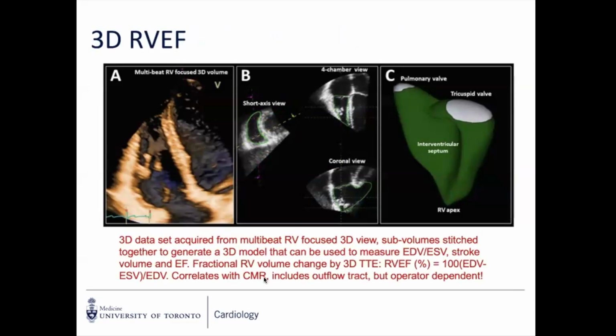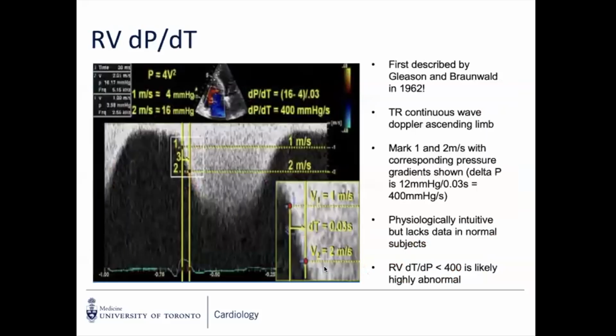Now, this correlates reasonably well with CMR, and it includes the outflow tract, which the fractional area change does not. But it's very operator dependent, and there's not a lot of normative data, hence why it's not done routinely. And the ASC doesn't recommend routine use of 3D RV. This is in the 2010 guidelines, but it's not in the 2015 guidelines.